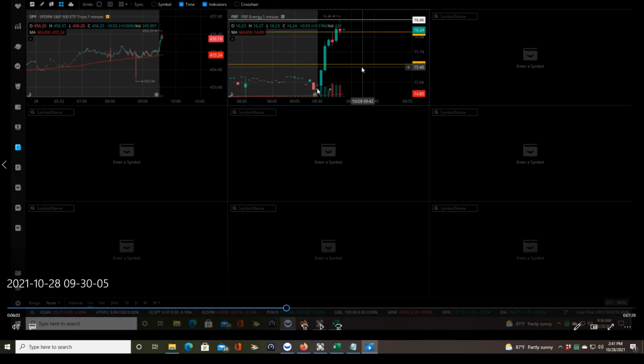Let me just pause it. So here's point A, and then point B is the top of this red candle, and point C is the bottom of this red candle. I have a video on the ABCD pattern if you're not familiar with it or how to read it. So that's the first one, and then that establishes the first high of day.